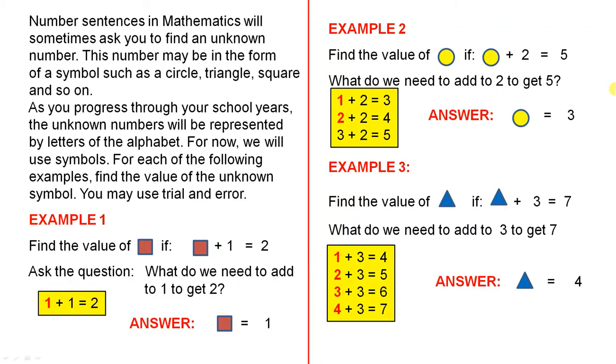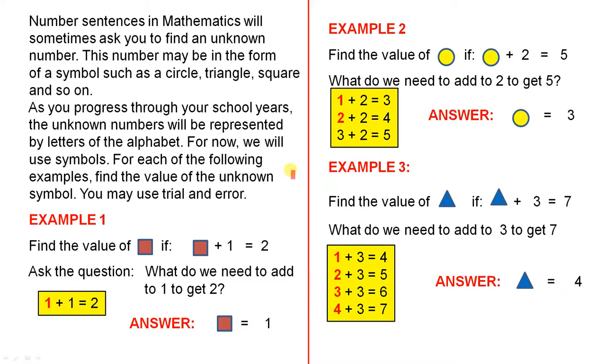Number sentences in mathematics will sometimes ask you to find an unknown number. This number may be in the form of a symbol, such as a circle, a triangle, a square, and so on. So the one you want to find can be one of those symbols. As you progress through your school years, the unknown numbers will be represented by letters of the alphabet, but that'll be much later. For now, we will use symbols.